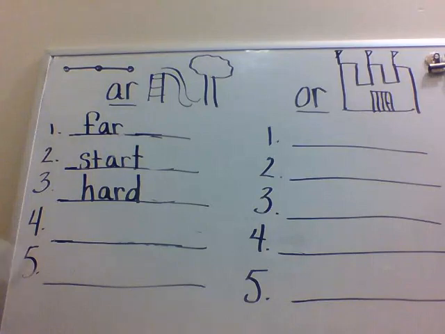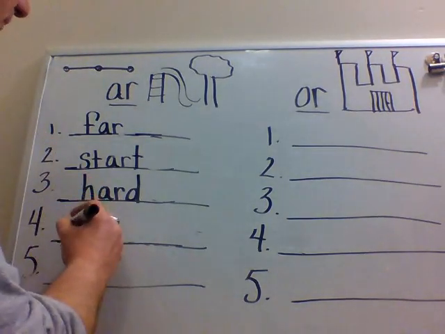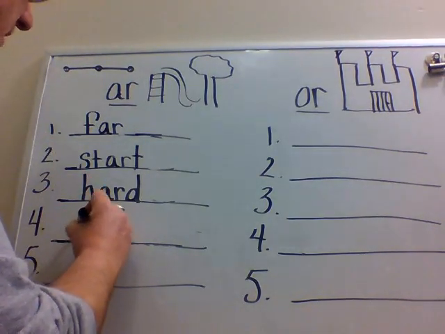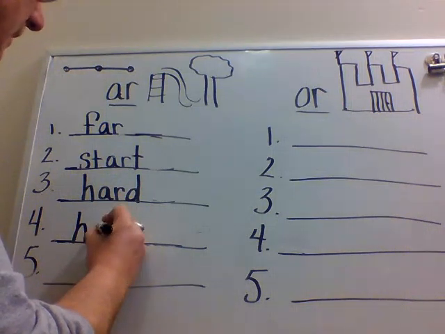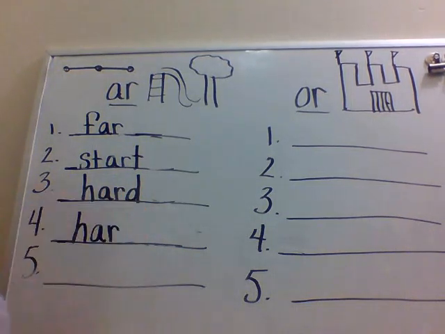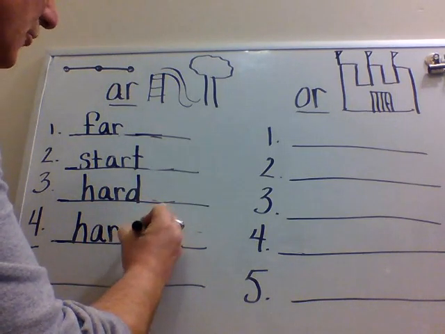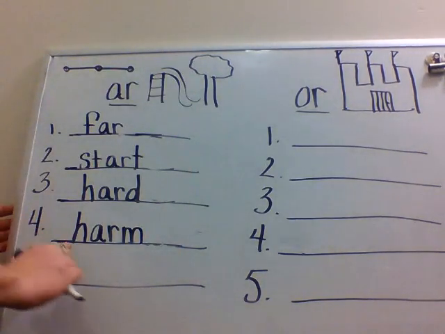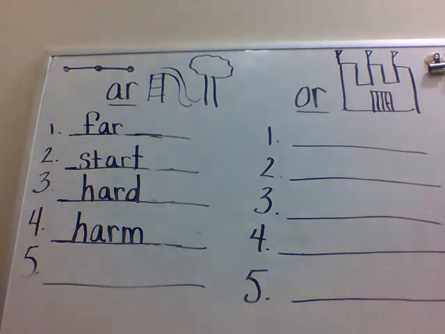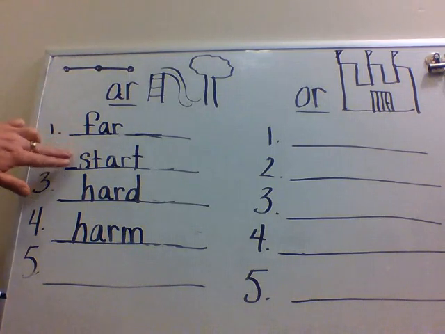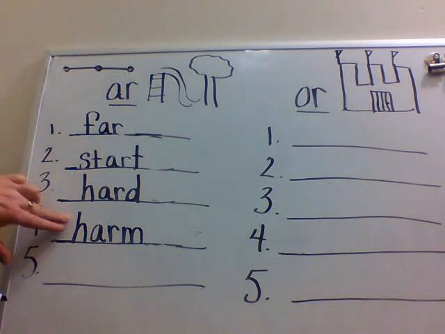Okay, for the word harm, if you put H, kudos. If you put AR for R, kudos. If you put M, kudos. Now put it back together again. What is the word? Harm. Like don't harm yourself around the fire. Let's read all 4 words. Far, start, hard, and harm.